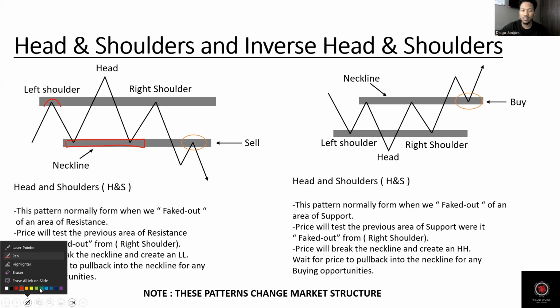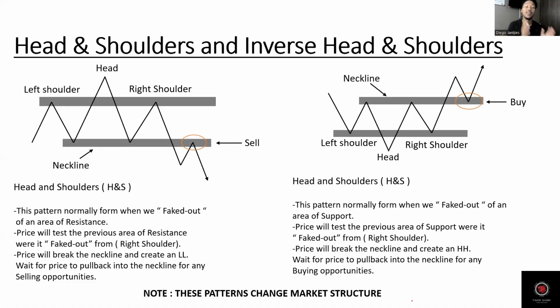Keep it simple. Now let's look at an inverse head and shoulder. Let's dive into the criteria, as this is only the opposite of a head and shoulder. Now check this out. This pattern normally forms when we fake out of an area of support. So this area over here, the left shoulder, was our area of support. Price found itself breaking below our area of support, failed to keep it as an area of resistance to have a further dip back towards the downside. Instead, price had a further push back towards the upside, making this area of support remain an area of support.